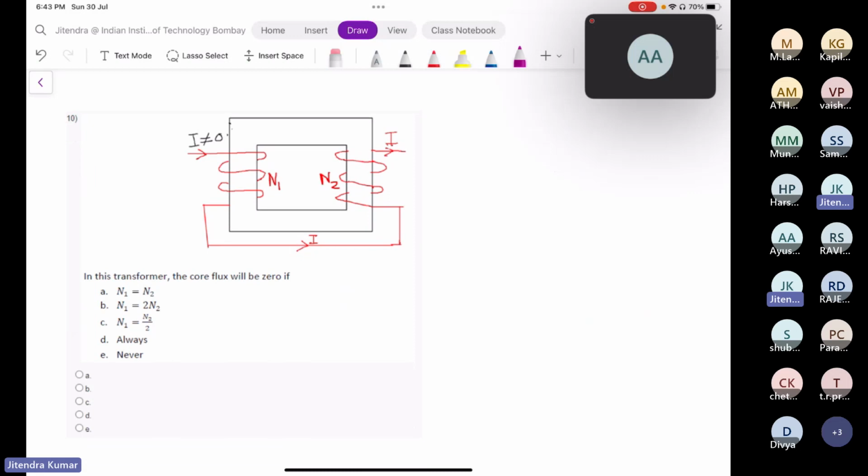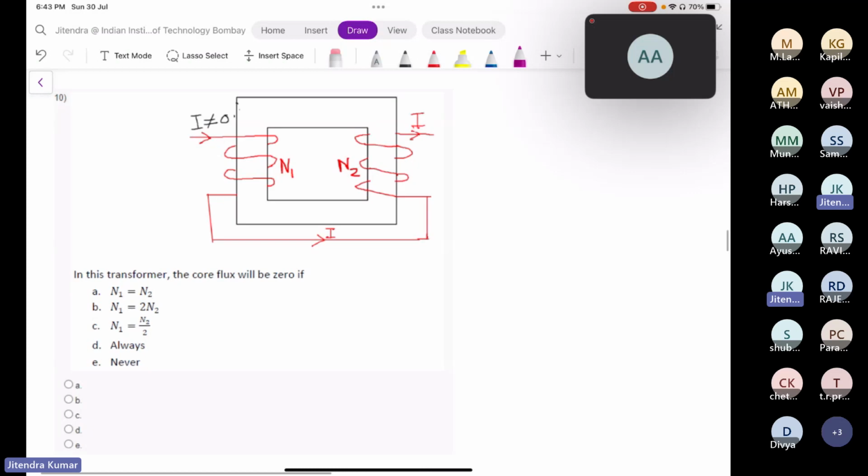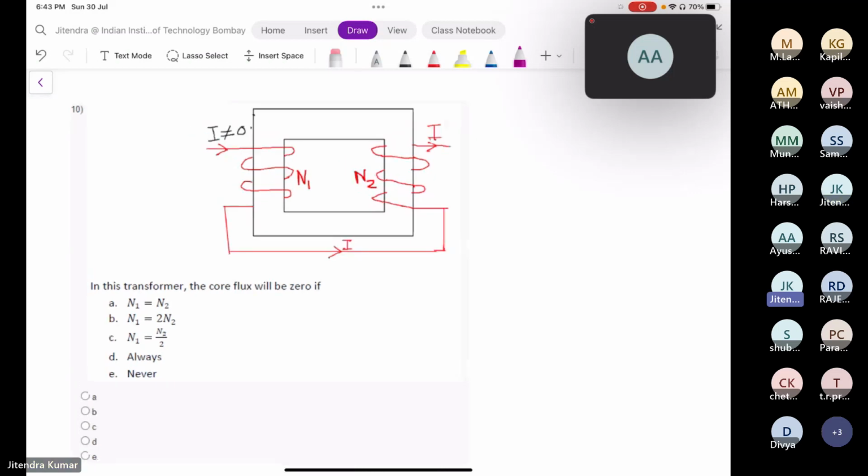Now we go with a similar kind of problem in the 10th question. Read it carefully. Here we have to find the condition when the core flux will become zero. Okay, any guess? Never become zero. Never, sir. Option E, you are going with, and let us see whether it is correct or not.